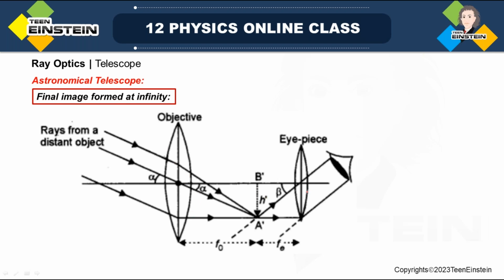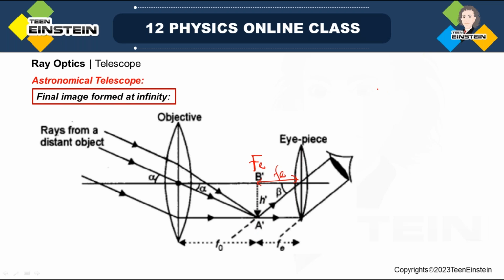But in this case, the position of the eyepiece is so adjusted that the image formed by the objective is just falling on the focal length itself. That means it is at the focus itself. So this is the focal length fe itself. The image formed by the objective is actually acting as an object for the eyepiece, and the position of the object from the eyepiece is now at the focus of the eyepiece itself.